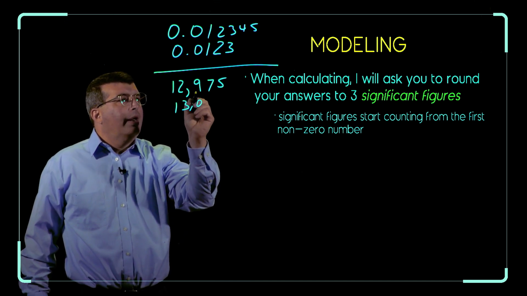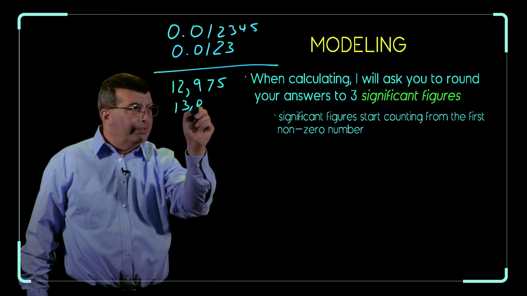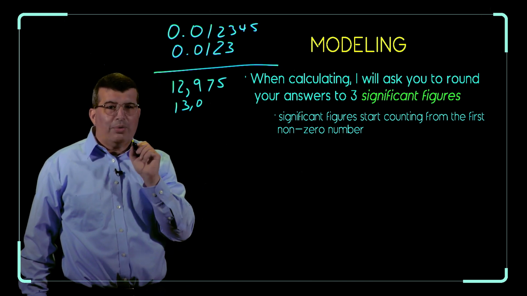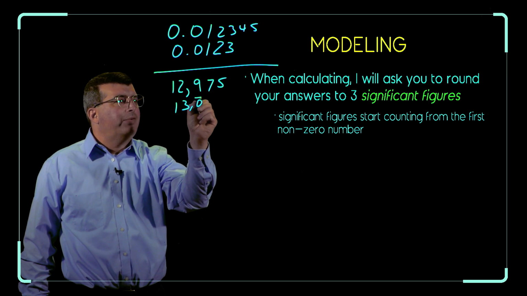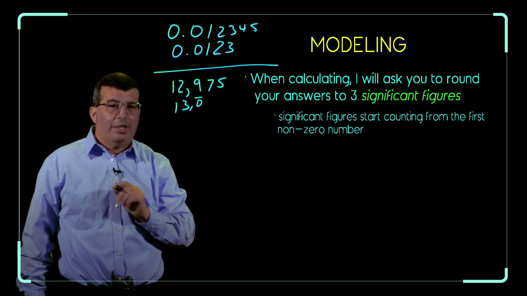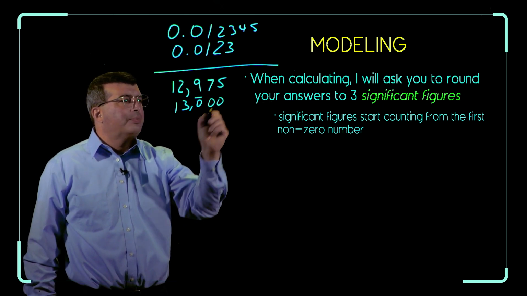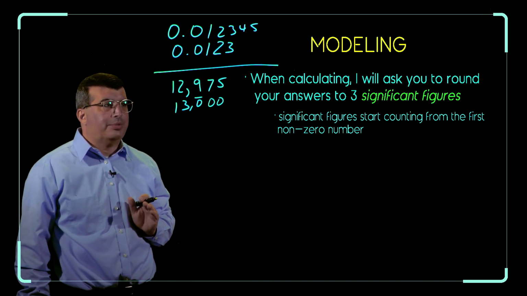Okay, but this is a significant 0, because this 0 is the result of rounding this 7 up. This 0 becomes a significant 0, and I write a little bar over it to indicate that it is a significant 0. And then these 2 zeros are not significant, they're just placeholders.